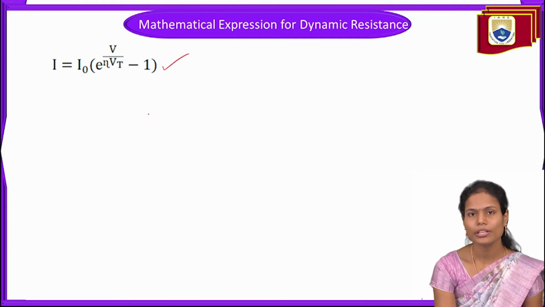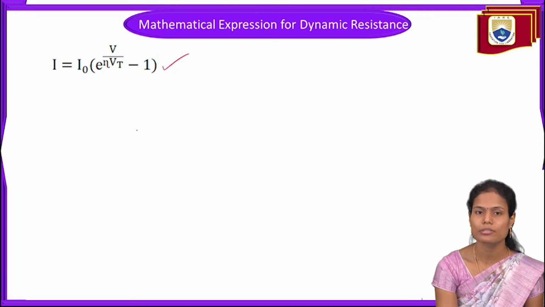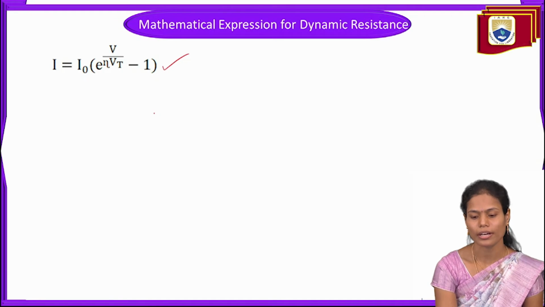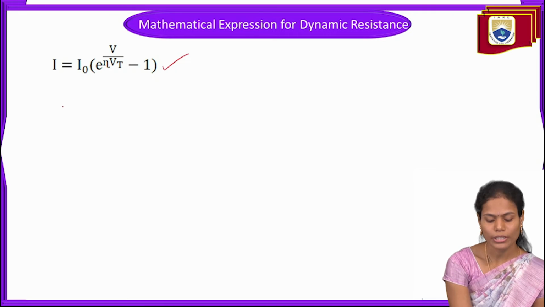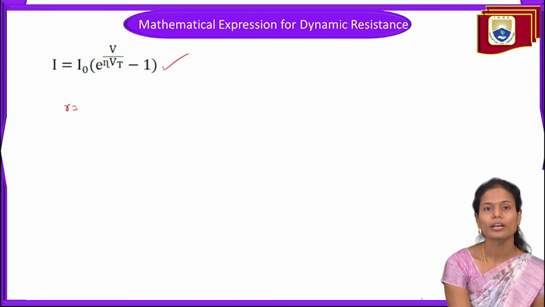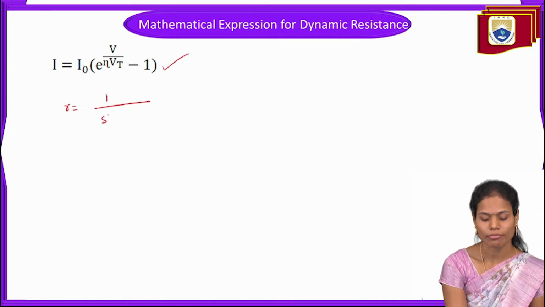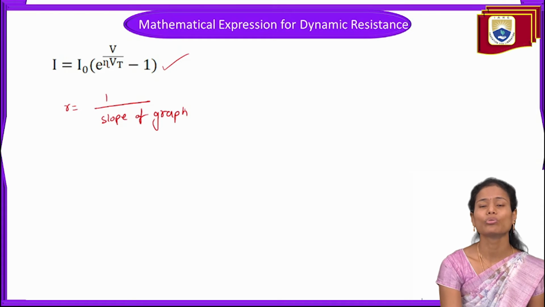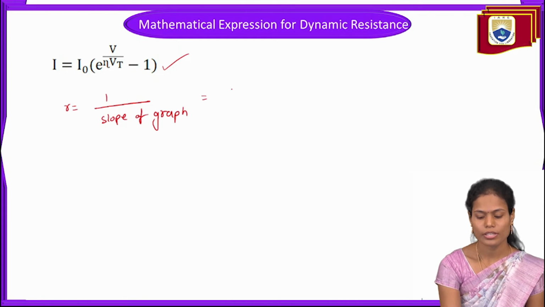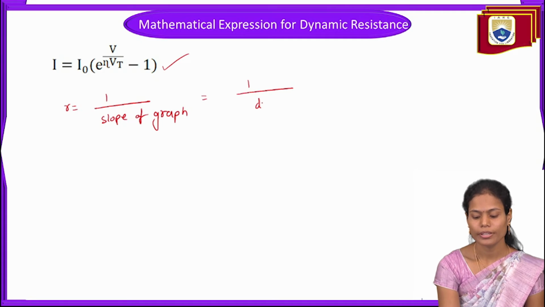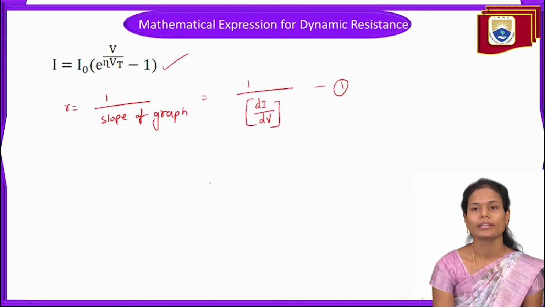For an incremental change in the voltage, there is a corresponding incremental change in the current. So the dynamic resistance of the diode, R, I am writing here as 1 by the slope of the graph. That graph is between the voltage and current here. That is nothing but 1 by di by dv, where di by dv is the slope of the graph.